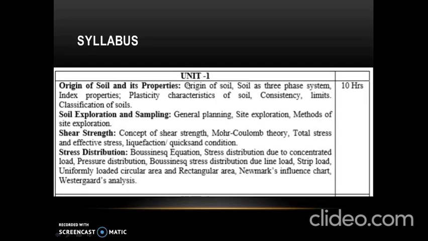There are altogether 4 units. Under the first unit, the chapter covered is origin of soil and its properties. Second is soil exploration and sampling. Third one is shear strength. And finally, it is stress distribution.